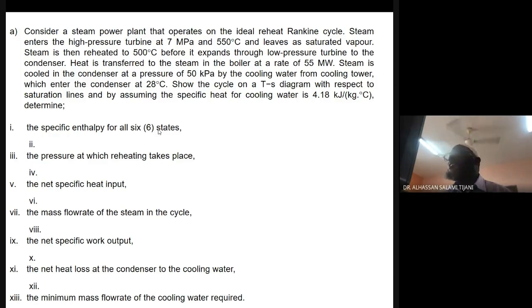Heat is transferred to the steam in the boiler at a rate of 55 megawatts. Okay, so then the steam is cooled in the condenser at an operating pressure of 50 kilopascal by the cooling water from cooling tower, which enters the condenser at 26 degrees Celsius. Show the cycle on a TS diagram with respect to saturation lines. And by assuming the specific heat for cooling water is 4.18 kilojoules per kilogram per Kelvin, determine the specific enthalpy for all the 6 states. So here we need to sketch both the TS diagram and then also the flow chart or the flow.